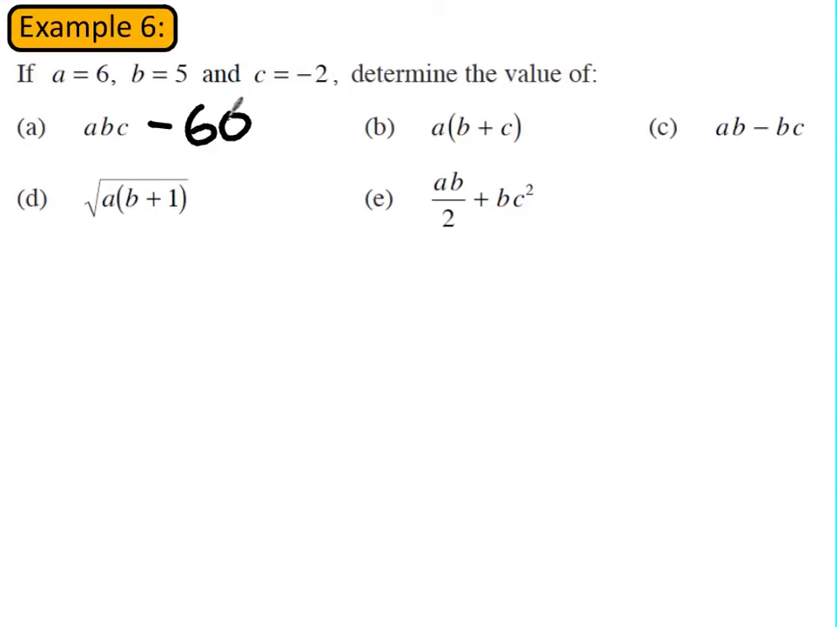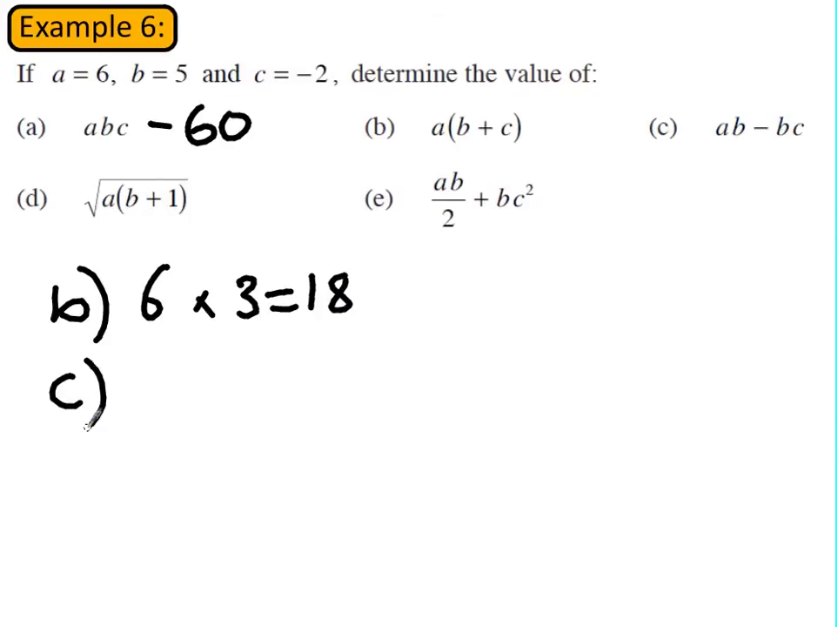In part B, we've got A bracket B plus C. So for part B, that's going to be 6 times, well, B plus C is 3. So that answer is 18. In part C, let's show some workings here. AB means 6 times 5, which we know is 30, minus B times C. Now, B times C is minus 10. And be aware, you need to show your workings here so you recognise it's a double negative, which gives a positive. So the answer there is 40.